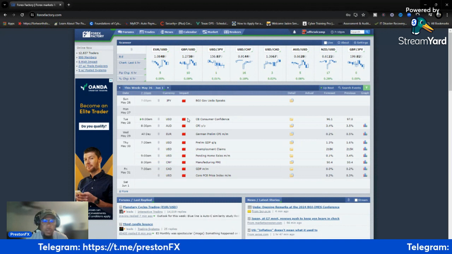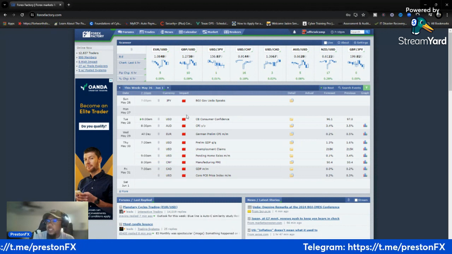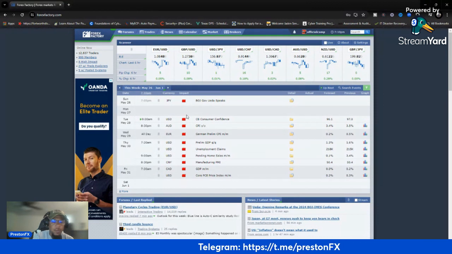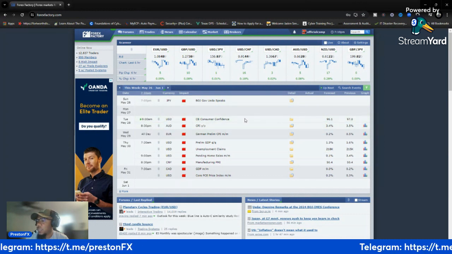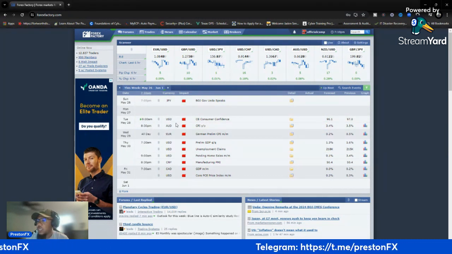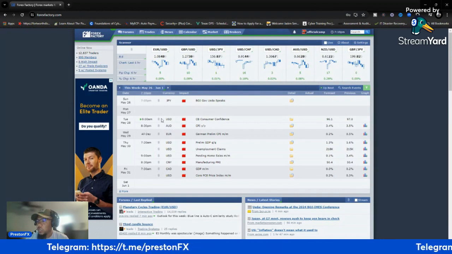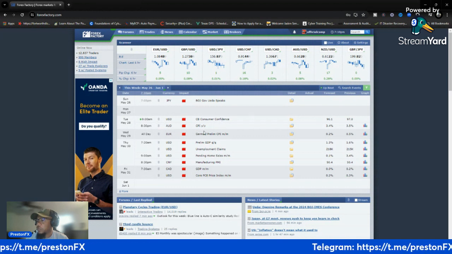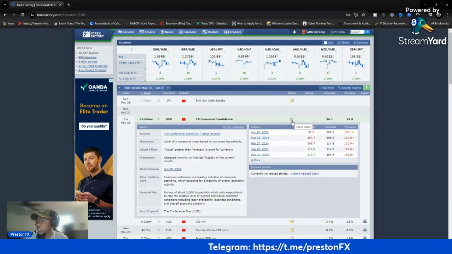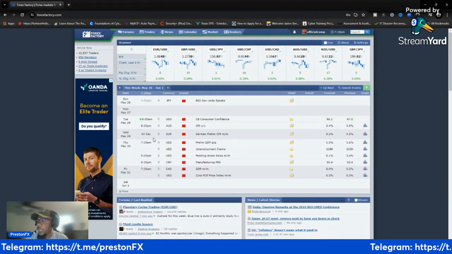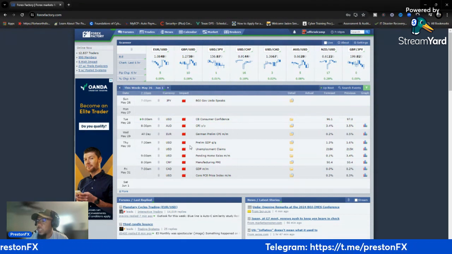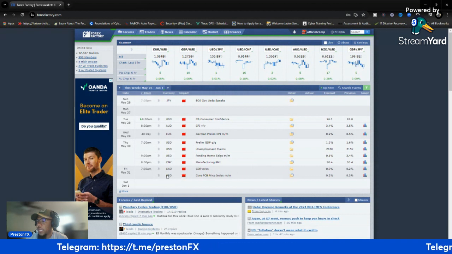There's nothing happening on Monday, of course. It's Memorial Day here in the United States, so the market's probably not going to move too much tomorrow. If I was you guys, I would stay away from it. You got CPI for the Australian dollar on Tuesday at 9 a.m., and you can check it out in here. Then you got the preliminary CPI all day for the euro dollar, then some pending house sales and GDP for CAD on Friday.